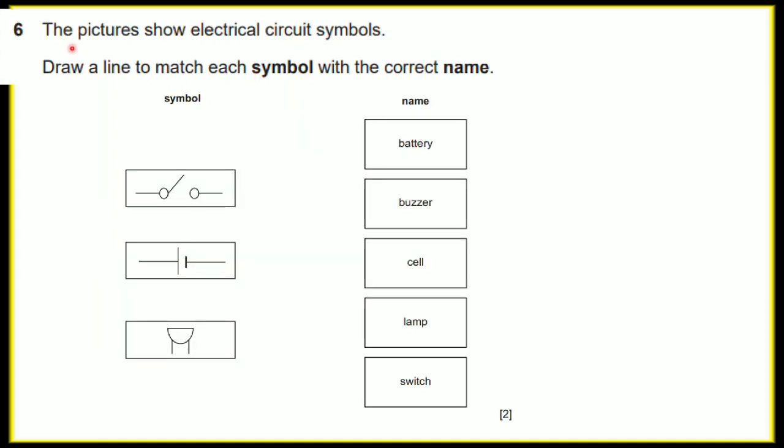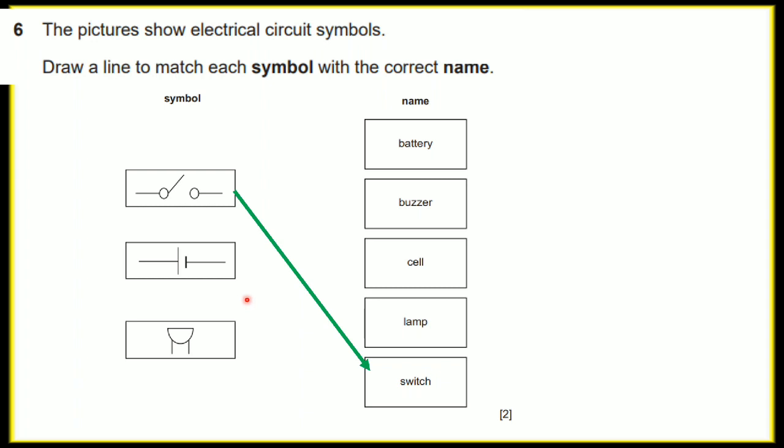Alright. Question C: the picture shows an electric circuit. Draw a line to match the symbol to what it represents. So the first one here, can you remember what the symbol stands for? Okay, did you say switch? You are right. Okay, what about this? What symbol is this? A long slash and a short one.